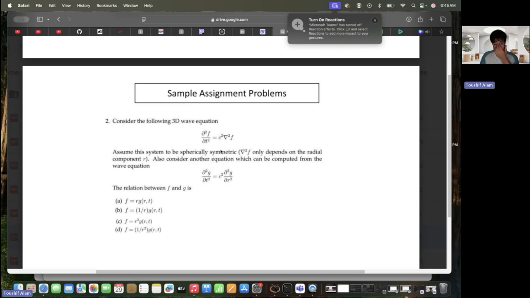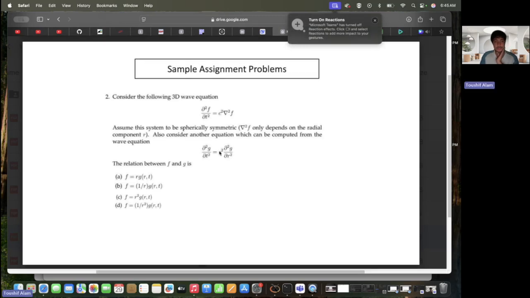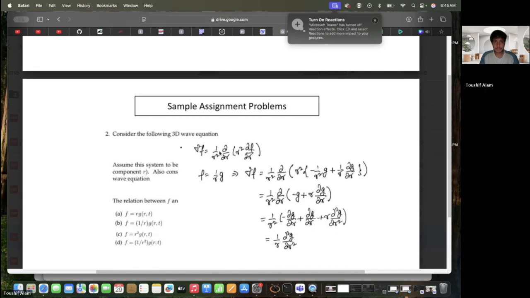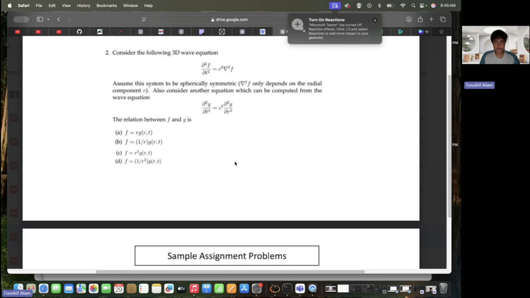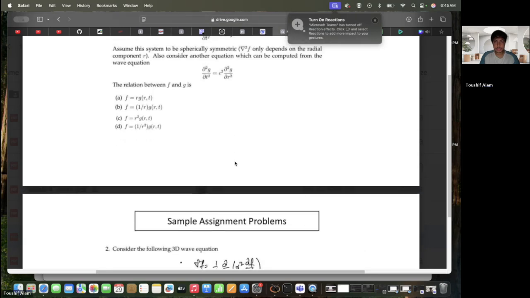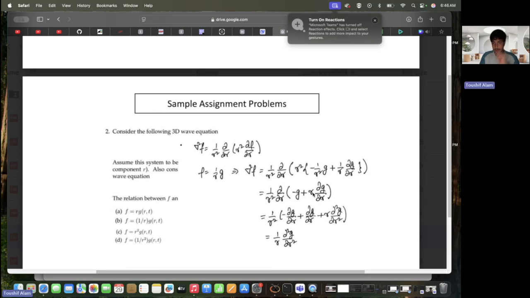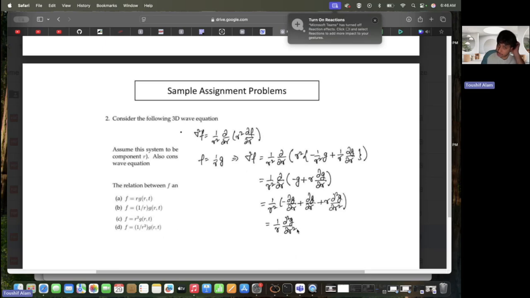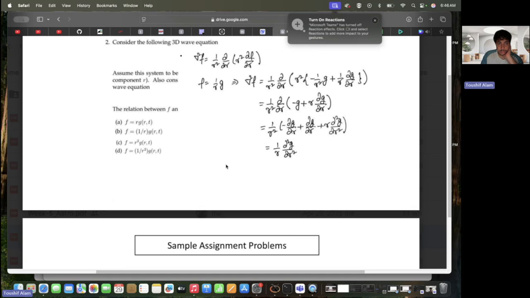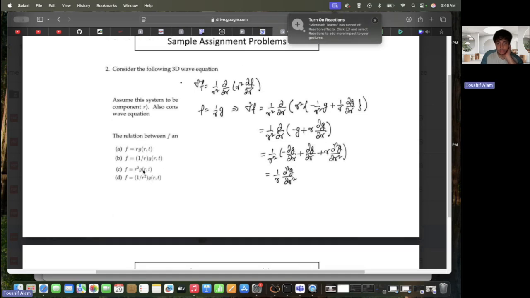Okay, so we have this wave equation and this. So you know, del square f is equal to 1 by r square del del r of r square del f del r, which for f equal to rg you can derive to be 1 by r del 2g del r2. So the relation between these you can clearly see, right?